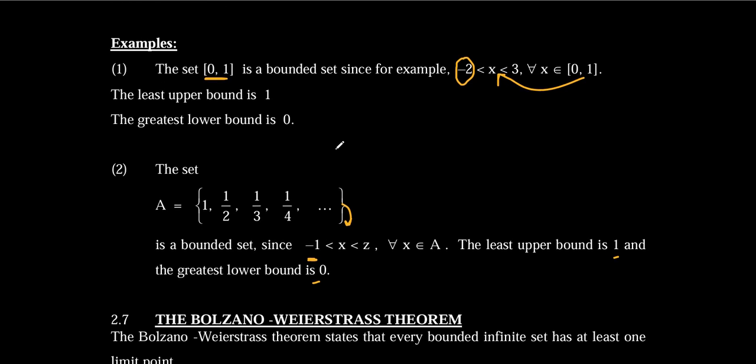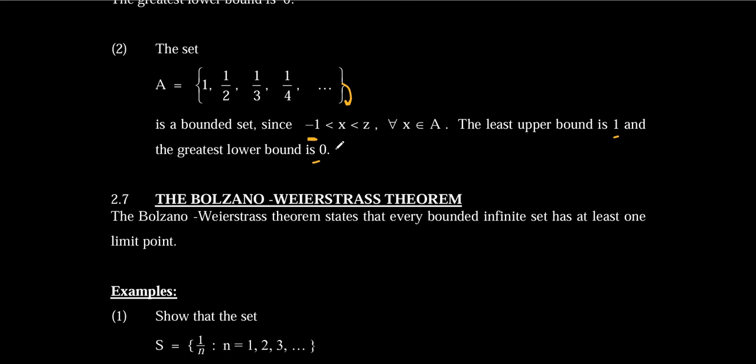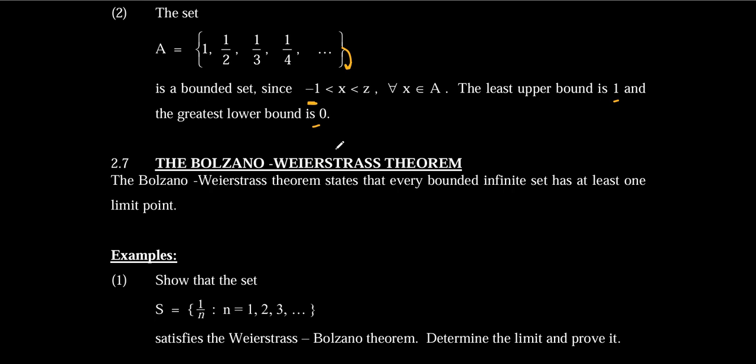Then another interesting theorem appears, and it's called the Bolzano-Weierstrass theorem. It sounds scary, but it's actually a very simple one. It states that every bounded infinite set has at least one limit point. So this is what it's saying.